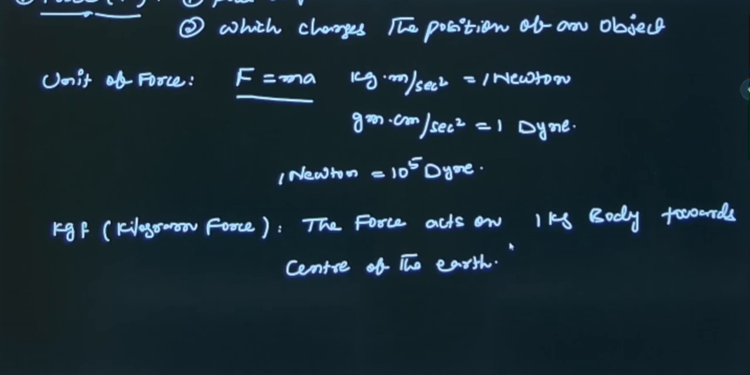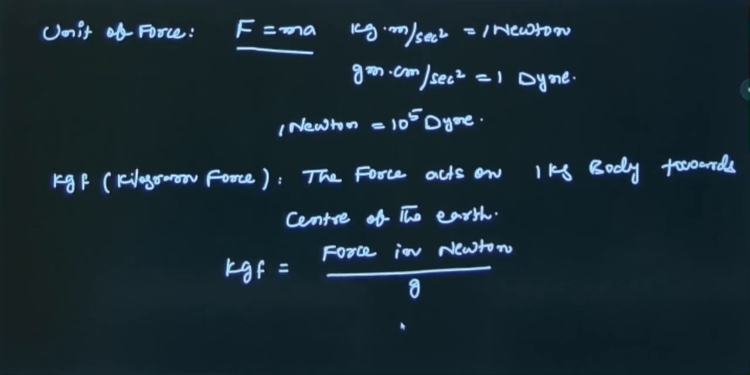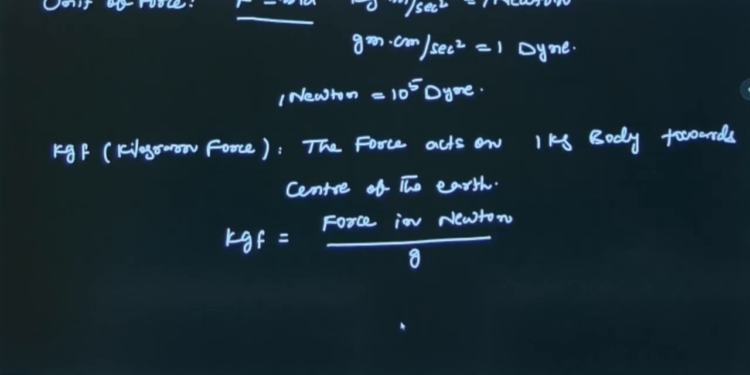So 1 kgf, kilogram force, in Newton is given by g. So you know 1 kgf is equal to 9.8 Newton, isn't it? 9.8 Newton. Okay.